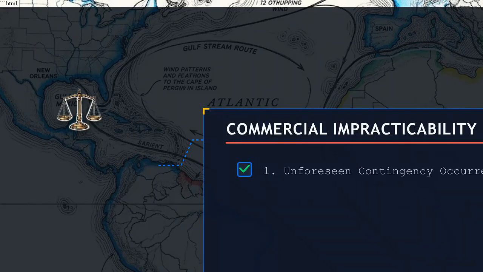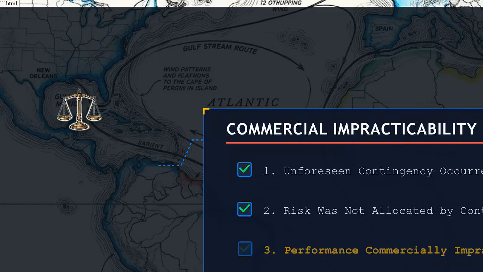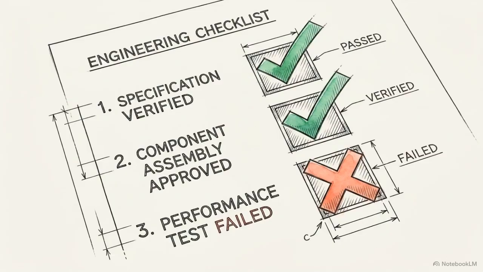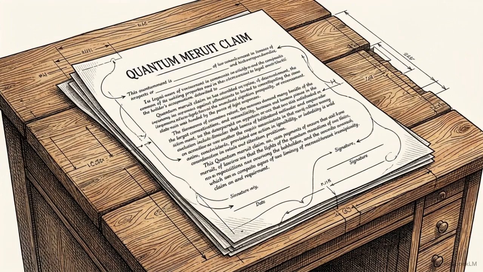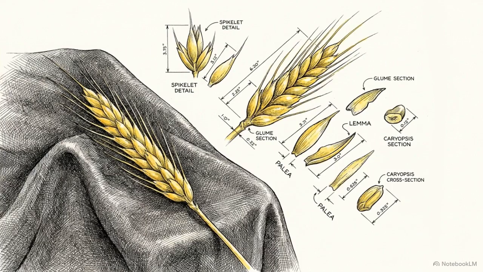First, an unexpected contingency must have occurred. Second, the risk of that occurrence must not have been allocated by the agreement or by custom. Third, the contingency must render performance commercially impracticable. The shipping operator met the first 2 criteria, but the financial data undermined the third. The diversion added about $43,000 in extra expenses on top of a $300,000 contract price. After delivering the wheat, the carrier sued for quantum meruit to recover the difference. The court rejected the claim.